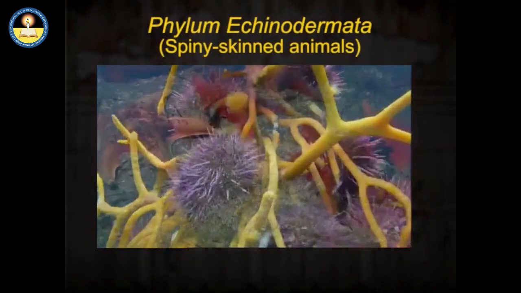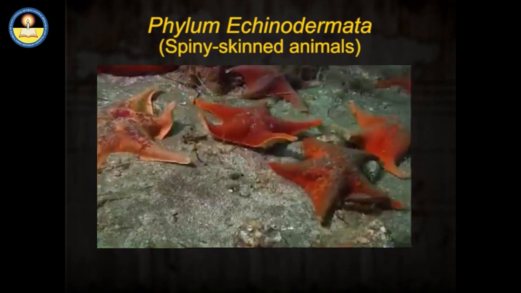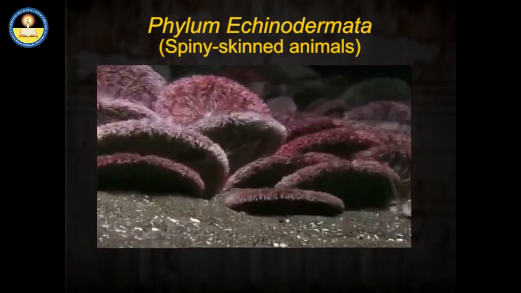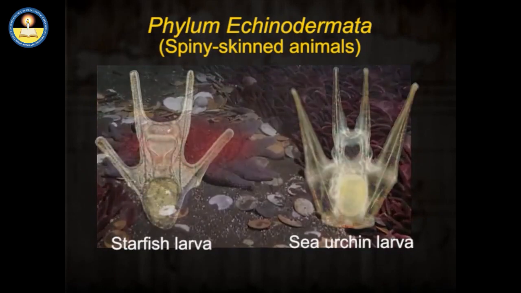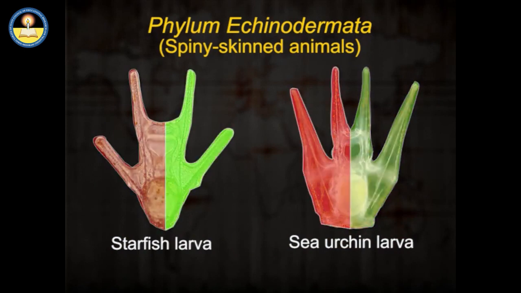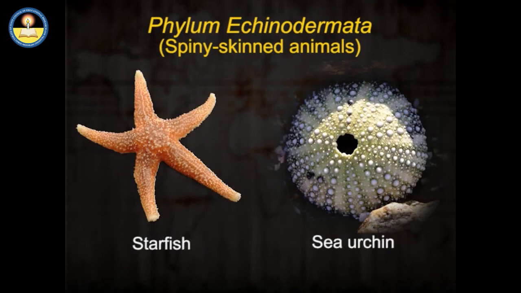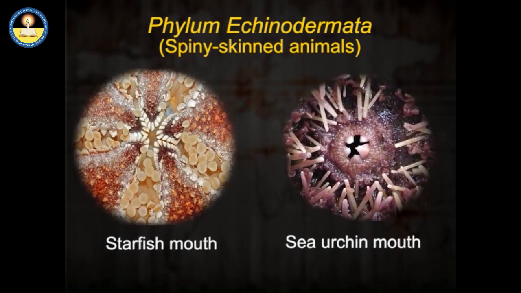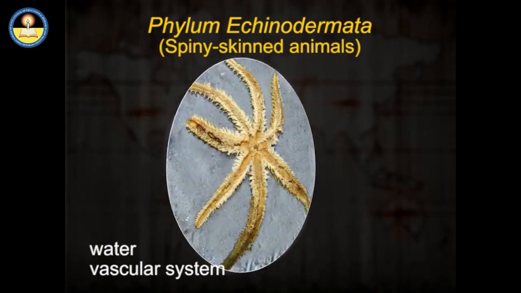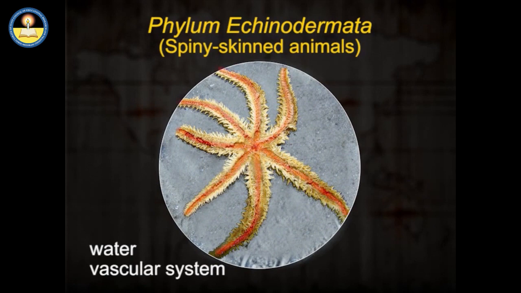Phylum Echinodermata, having spiny-skinned animals. All echinoderms are marine organisms. In the larval stage, most echinoderms are bilaterally symmetrical. Most adults are radially symmetrical and they have a ventral mouth. Echinoderms have a water vascular system consisting of a network of radial canals which extend through each of the extensions of the animal.